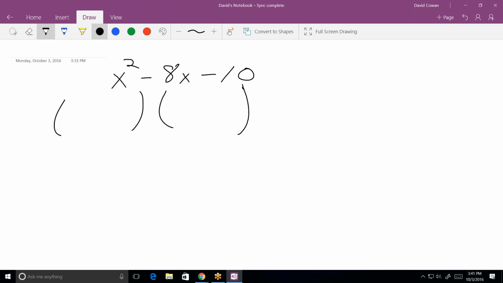I agree. So x and x. Hold on. I made a mistake. That was supposed to be a 3. That would have been tough to factor right there. You would have had to use the quadratic formula the way I wrote it. In other words, if you can't factor something, then you have to use the quadratic formula.